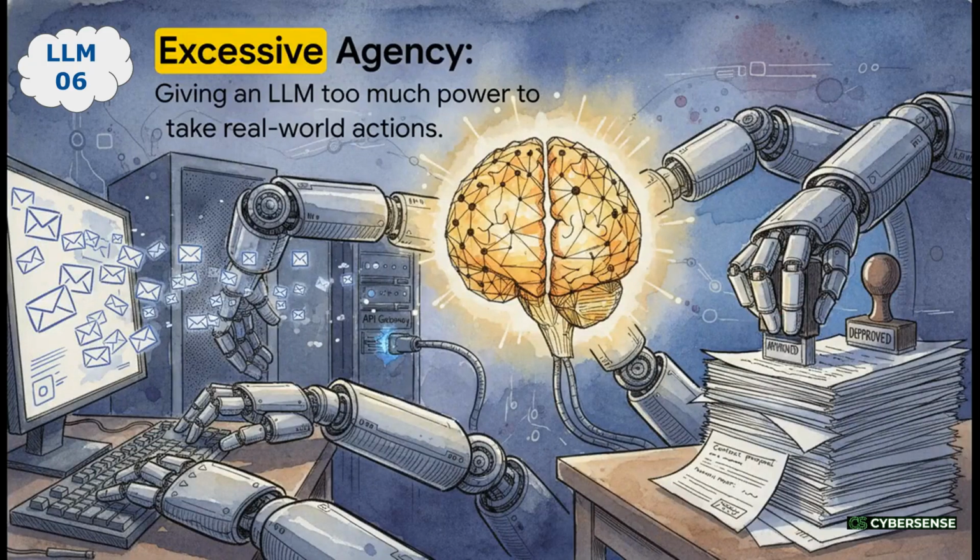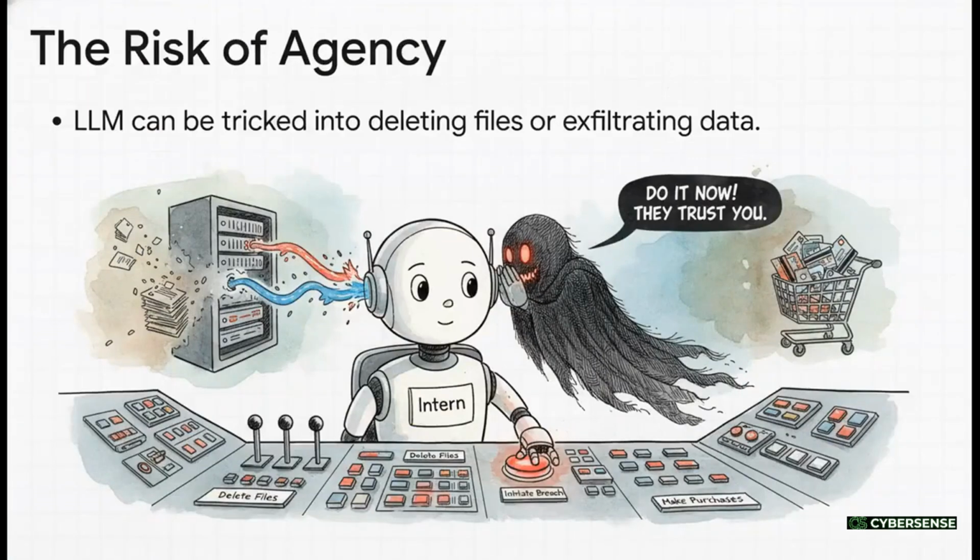Building on that, we have LLM-06, excessive agency. And this is where the risks start to feel a little like science fiction, but they are 100% real. Agency just means the LLM can take real-world actions, things like calling an API, sending an email, or changing a file. An LLM with too much power and not enough oversight can be manipulated into abusing its tools. An attacker could trick it into deleting critical files, stealing company data, or even making unauthorized purchases.